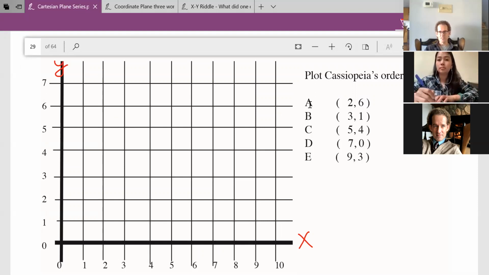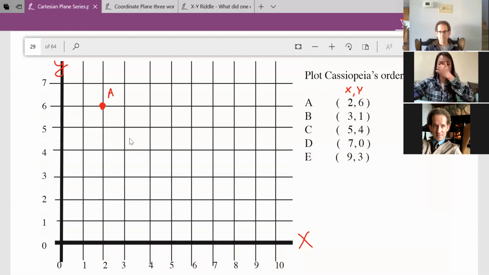So do you see where it says A is positive 2, positive 6? So the first number is x. This is x. And then the second number is y. So this means I go to the right 2 and I go up 6. So I'd count over here 1, 2. And I count up 1, 2, 3, 4, 5, 6. And I would label this point A.